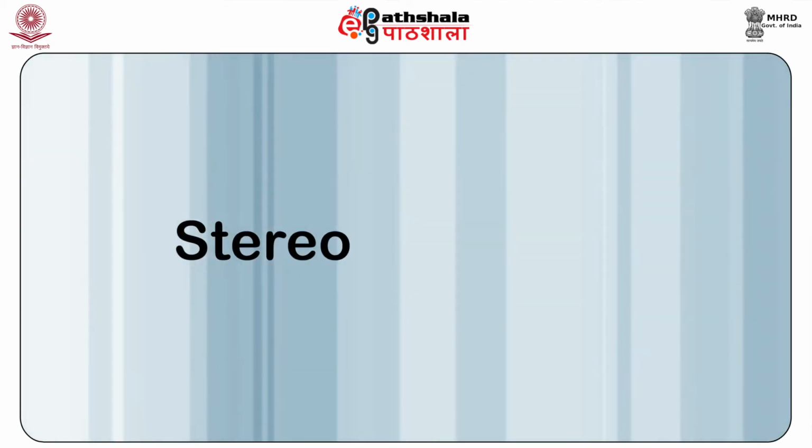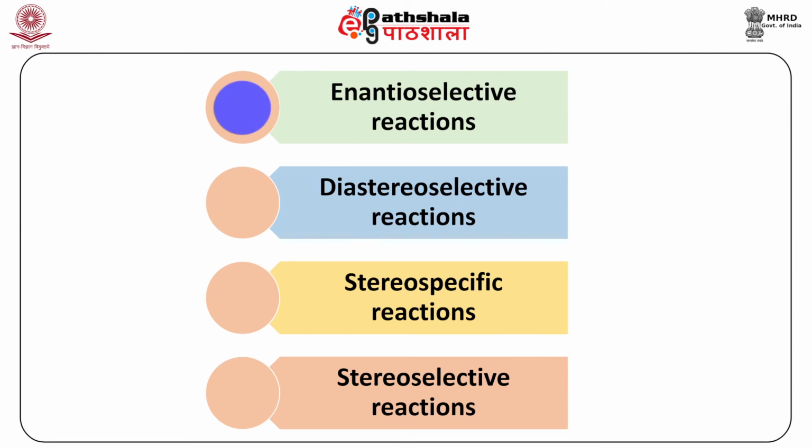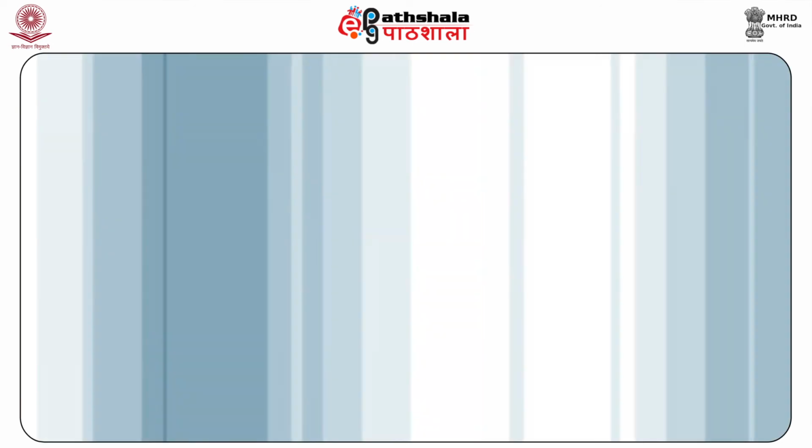Stereoselectivity. Stereoselectivity is the preferential formation of one stereoisomer in a chemical reaction. This can be further classified into enantioselective reactions and diastereoselective reactions. Also, stereospecific reactions and stereoselective reactions.